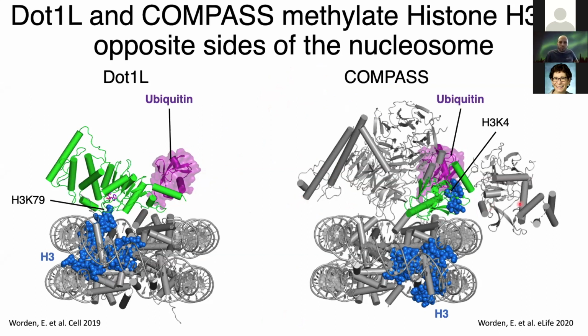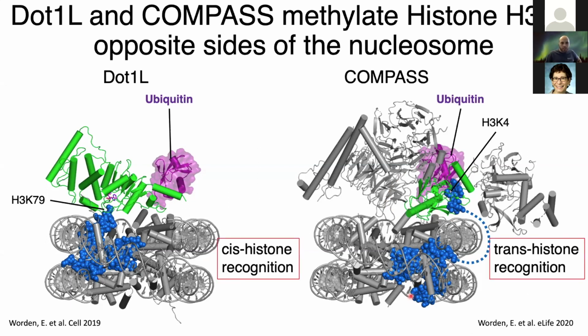However, for COMPASS, we can't see any density for the residues between the H3 residues in the Set1 active site and the H3 in the nucleosome. But when we compare the distance between the H3 residues in the Set1 active site with the copies of H3 in the nucleosome, you can see that the H3 in the Set1 active site is much closer to the histone H3 copy that is on the opposite side of the nucleosome. And so what we think is going on is that COMPASS actually recognizes ubiquitin on one side of the nucleosome, but ends up methylating the histone H3 copy on the opposite side.